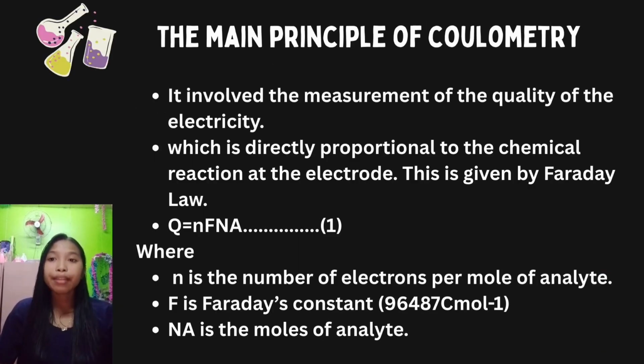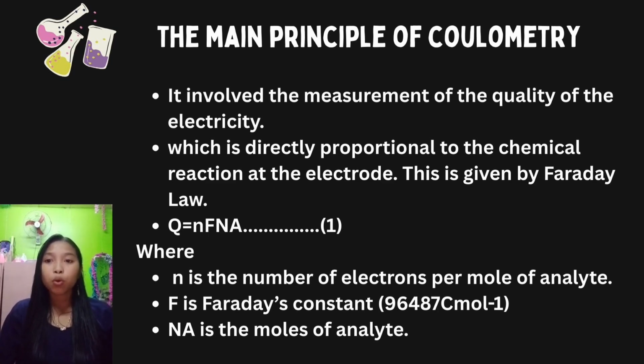For the next slide, the main principle of colorimetry centers around measuring the quantity of electricity directly proportional to the chemical reaction occurring at the electrode. This relationship is defined by Faraday's law, expressed by the equation that we can see on the slide. Q represents the quantity of electricity in coulombs, and n signifies the number of electrons transferred per mole of analyte.